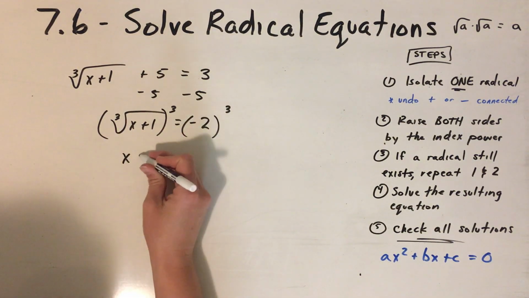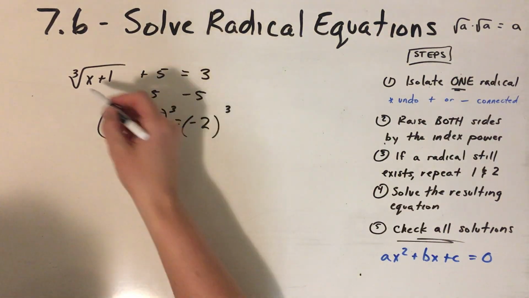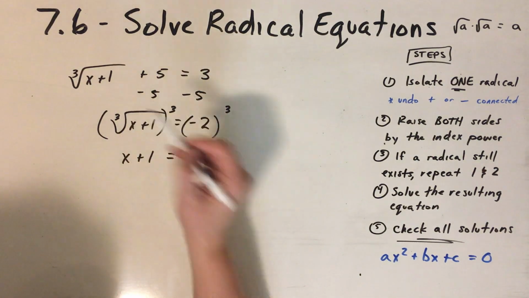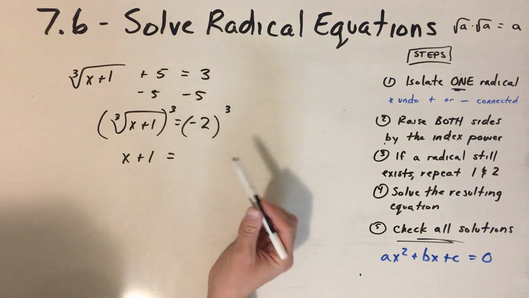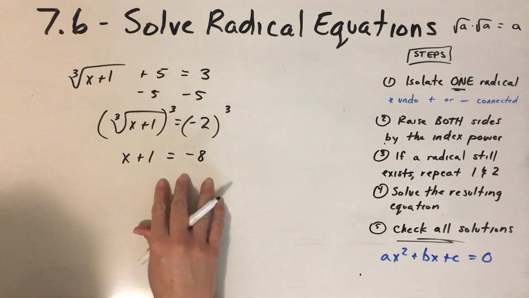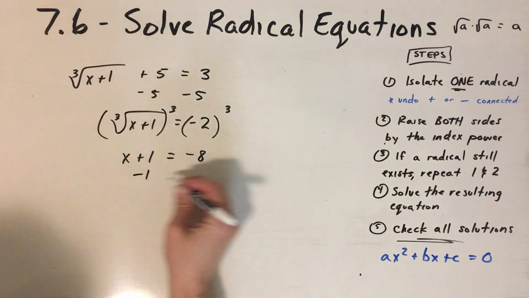So I'll just have what's inside of here. The rule that I had written over here, not quite the same rule. So again, if you raise it to the same power that the index is, then you only get the radicand left. -2 cubed is going to give me -8. There's no more radical, so I'm going to go to step 4 and solve this resulting equation.